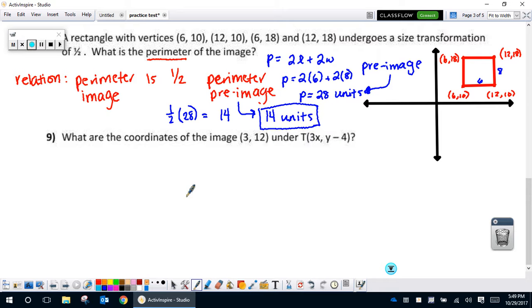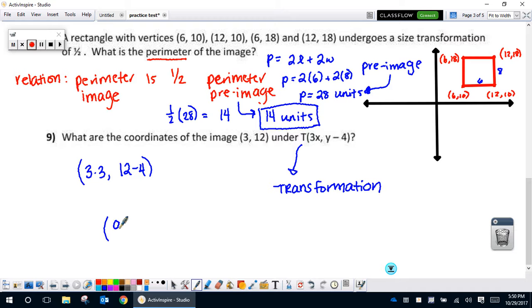Alright, number 9, what are the coordinates of the image 3, 12 under a transformation? So that big T just means you're doing something to it. Transformation, so something's happening to the point. 3x and then y minus 4. So all you have to do is do 3 times 3 and 12 minus 4. And we get 9, 8. And there you go. That would be the coordinates of the image under that transformation.